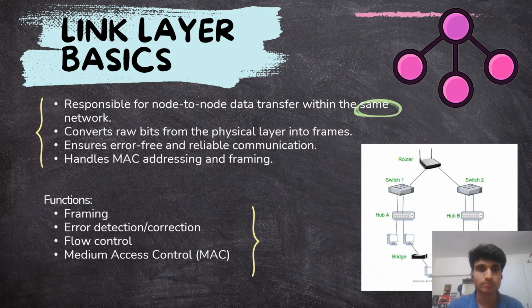So first of all, basics. The link layer is responsible for node-to-node delivery, meaning it ensures data travels correctly between two devices connected on the same network. It also deals with MAC addresses, which are like physical IDs of network devices. It converts the bits received from the physical layer into frames, which are structured data units. For example, if you send a message on WhatsApp, it's the link layer that ensures your data reaches your router correctly before it goes to the internet.